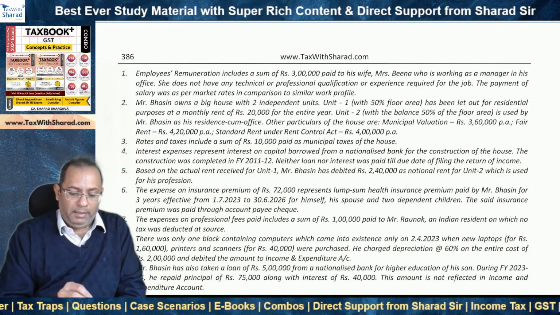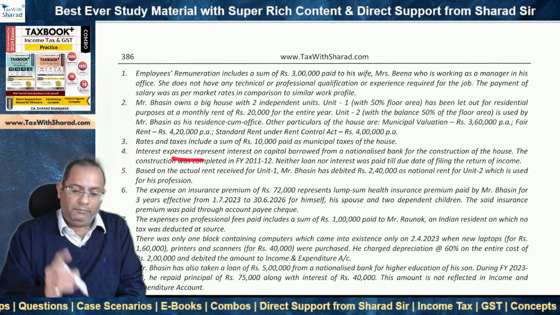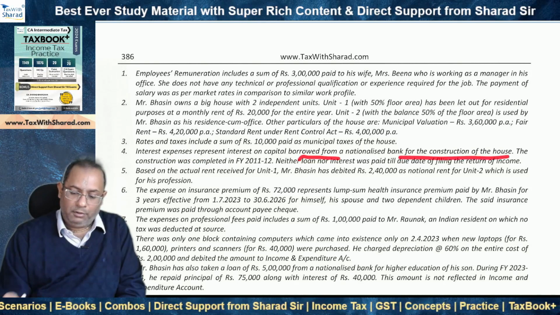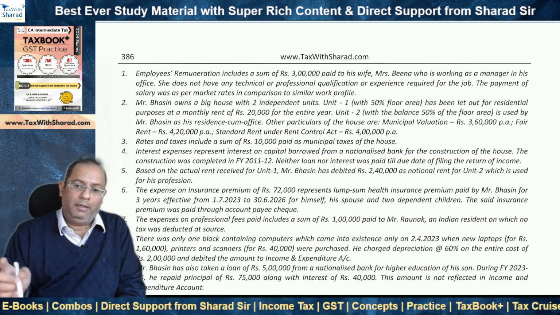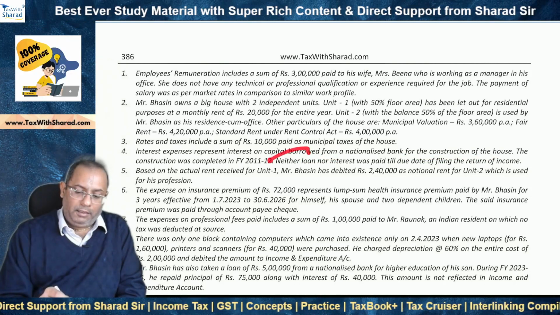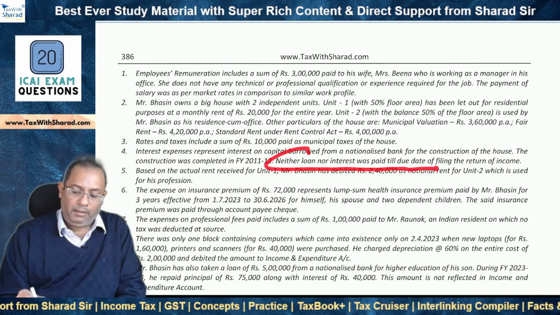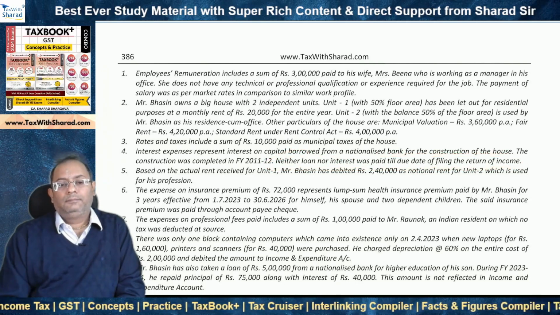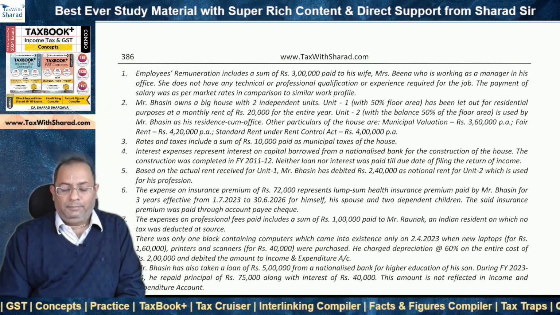Now point number 4 says, interest expenses of 80,000 represent interest on capital borrowed for the construction of the house, which we saw will be allowed as deduction under PGBP. But it is further mentioned that neither the loan nor interest was paid till the due date of filing the return of income.